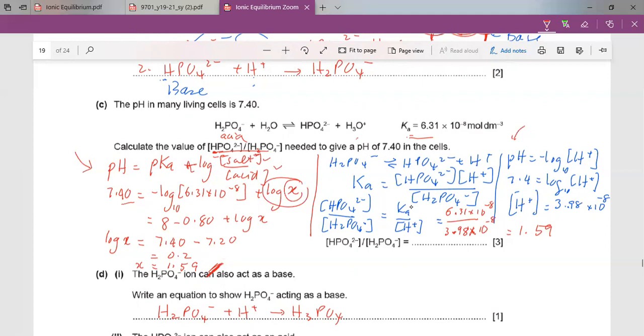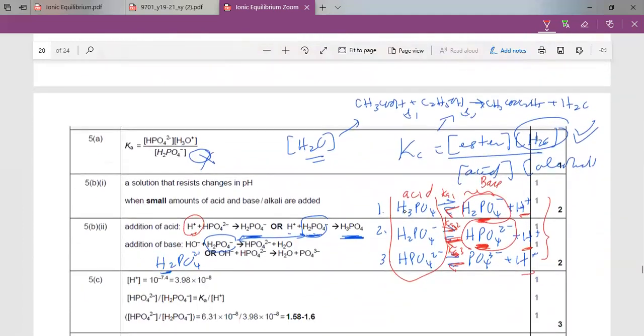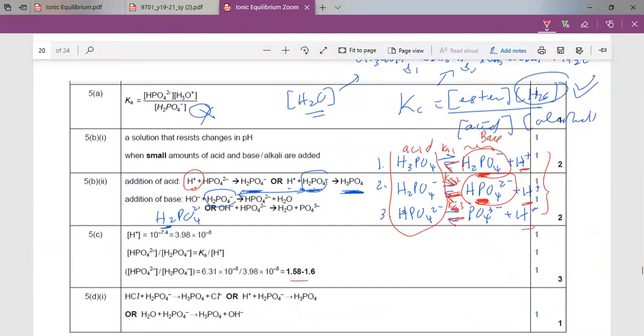The other way, which is the marking scheme answer, is that you have to convert the pH to H plus first. So the H plus, you can anti-log it and get the concentration. Then you introduce it here. You have H plus here and the Ka here, so you substitute each one inside, and then this gives the ratio. Some people find this easier. You get 1.59, around this value.